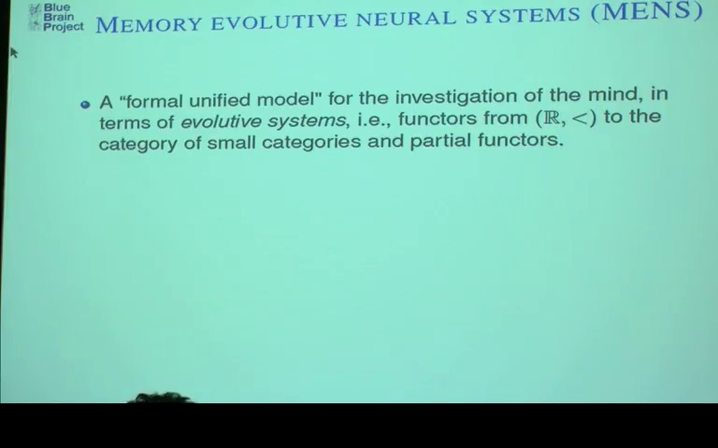And an evaluative system, as far as I can tell, I admit I didn't spend that much time reading about it, just seems to be a functor from the poset of the real numbers to a category of small categories of what are called partial functors. So these are functors that are defined not necessarily on all the objects, but on some subset of the objects of the source category. And what they claim is that you can come up with a formal unified model for studying the brain if you use these evaluative systems.